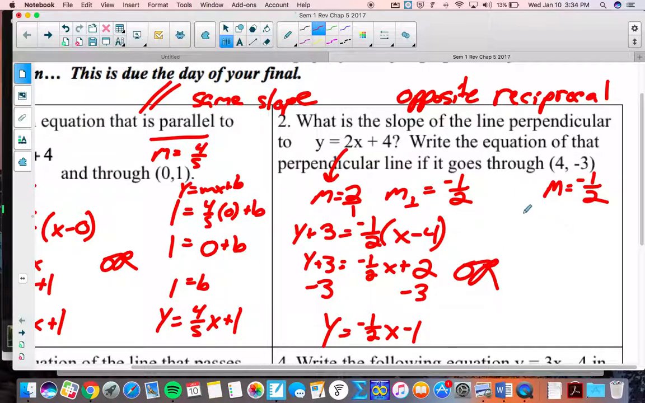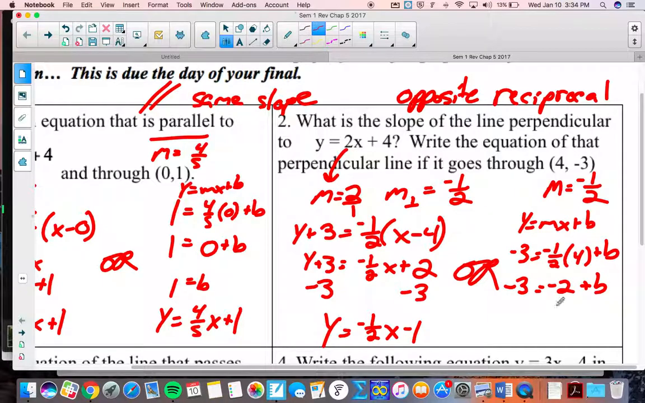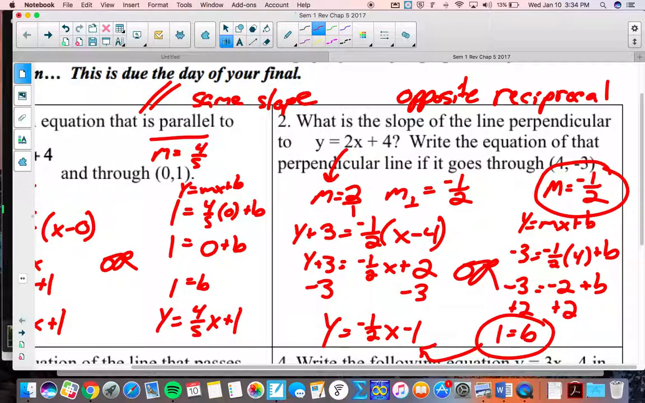Or you can use slope-intercept form. So plug negative 3 in for y, plug negative 1/2 in for m, plug 4 in for x. We don't know the y-intercept, so simplify the right side, you get negative 2. Now solve for the y-intercept by adding 2. You get that the y-intercept is negative 1. When you go back and plug in your slope and your y-intercept, you get that. Isn't that beautiful?